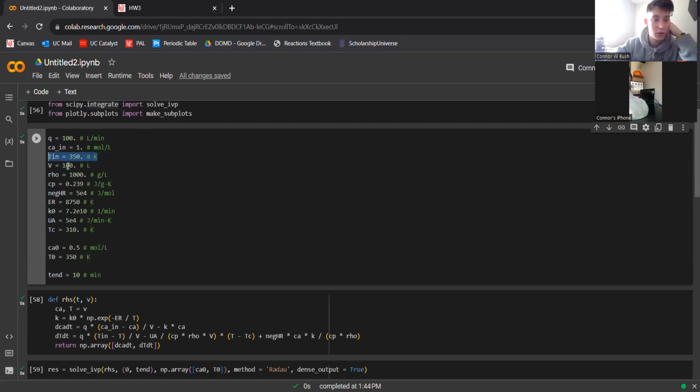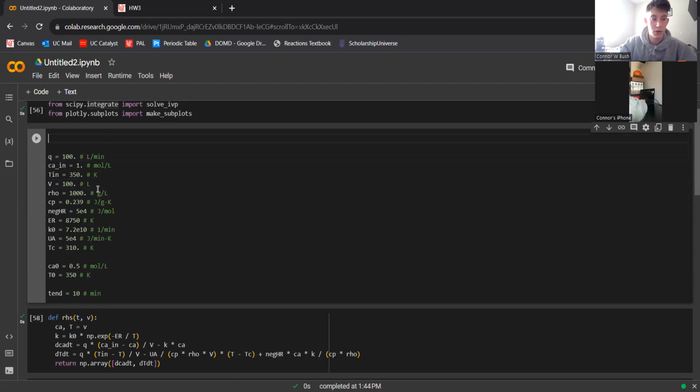This volume here, this is where we're going to have to start the modifications. We're going to need to introduce a new parameter. I call that N. This is the number of CSTRs in series. This is where we divide by that number. We're going to leave that as a variable so we can change it if we would ever want to.